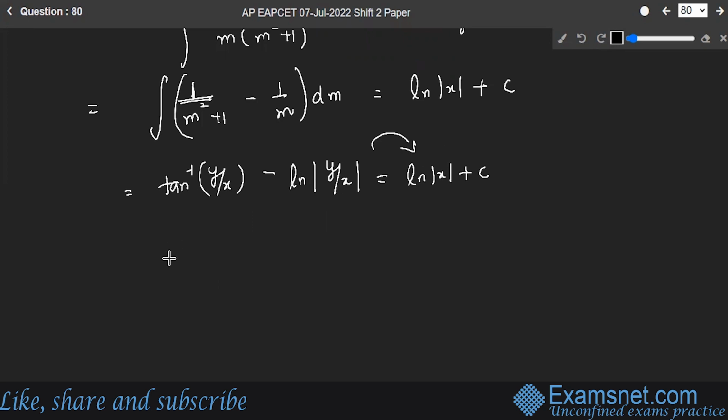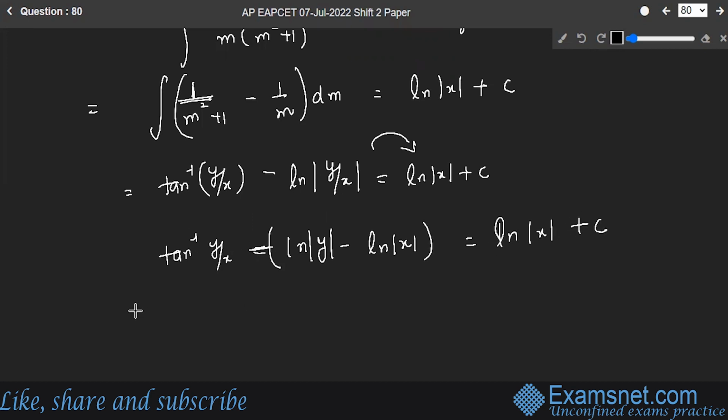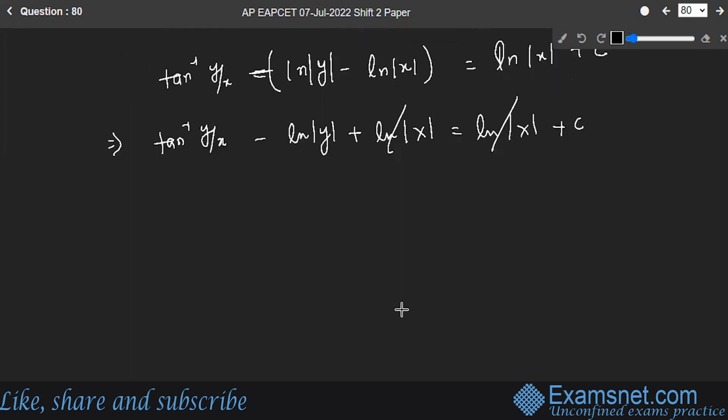You will have tan inverse y upon x is equal to natural log of y minus natural log of x, which is equal to natural log of x plus c. So tan inverse y upon x minus natural log of y plus natural log of x is equal to natural log of x plus c. They will cancel and you will have tan inverse y upon x is equal to natural log of y plus some constant. So this is equal to c.